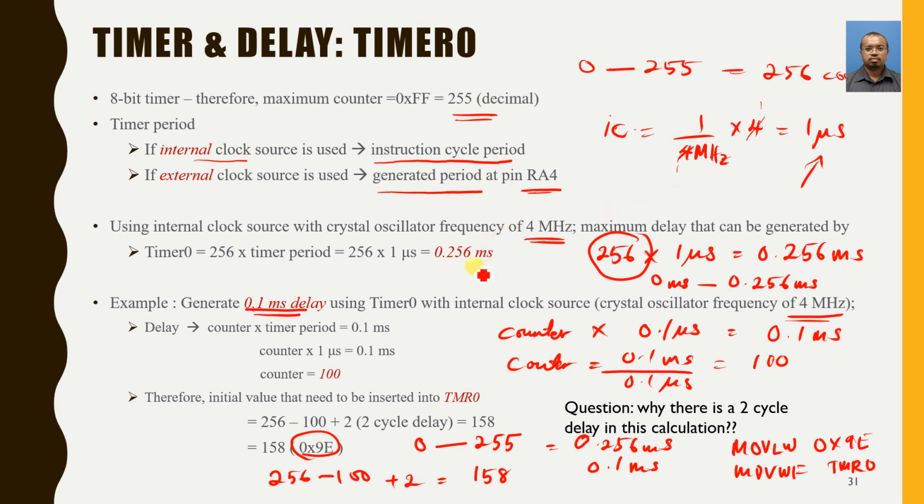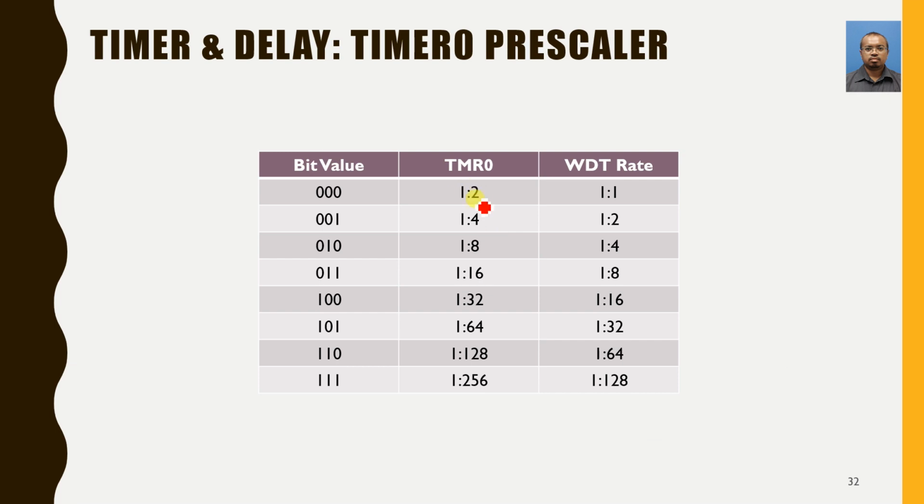Remember, we have not considered the prescaler yet. Next, let's look at the prescaler. If you set your option register, this is one part of the option register. Whatever value you set here, you see the last 3 bits, bit 0, 1, 2, this 3-bit value. This is the number that you have to set.